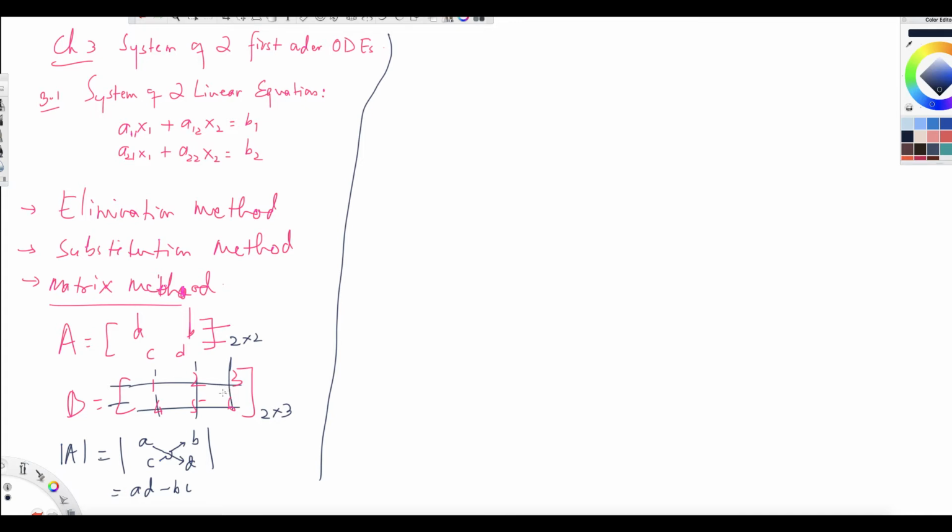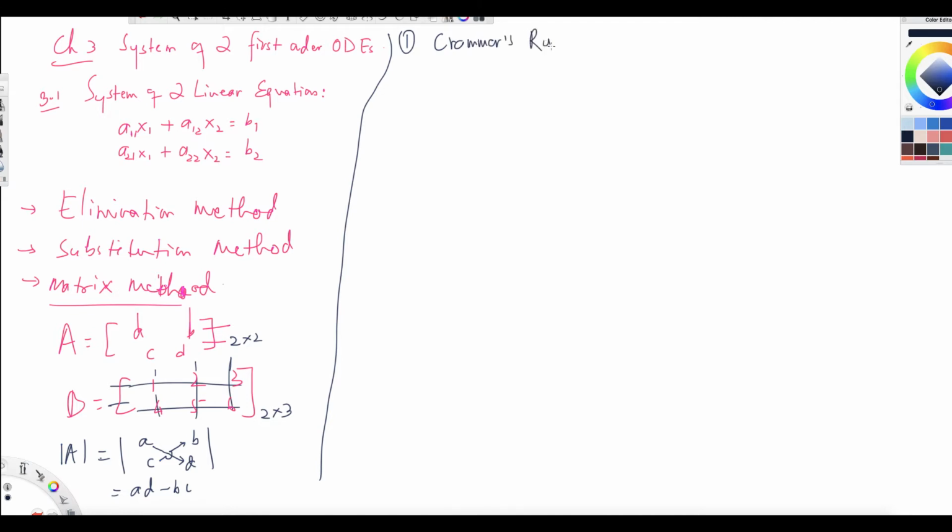The next thing I want to do is solve this pair of linear equations by using the matrix method. The number one method we use is Cramer's rule.